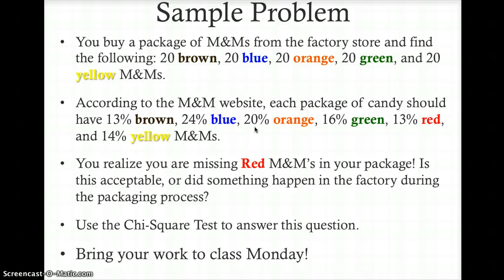So you're going to bring your work to class on Monday and have it all laid out so we can discuss it, and be ready to run your own chi-square test with M&Ms when you come to school on Monday. If you have any questions, shoot me an email. Otherwise, I will see you then.